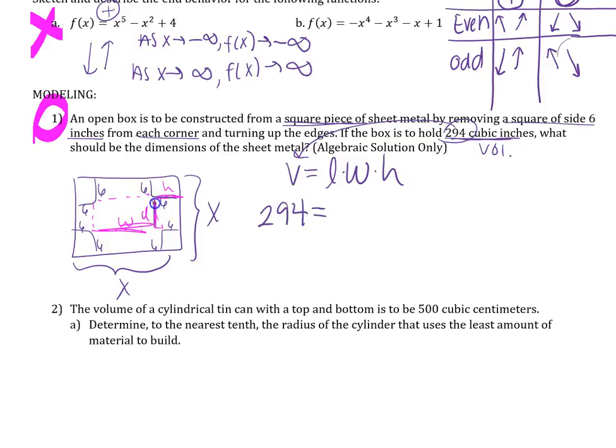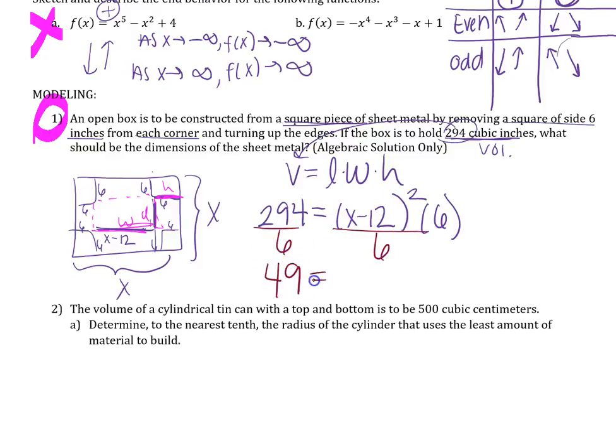My length, which would be this in here, would be x, but take away 6 and 6, which would be 12. Same thing here on my width, x minus 6 and 6 is 12. So I'll just write this as x minus 12 squared for length times width. The height is that corner you're cutting up along. So that's 6. Now, in order to algebraically solve this, I would divide both sides by 6 and get 49.